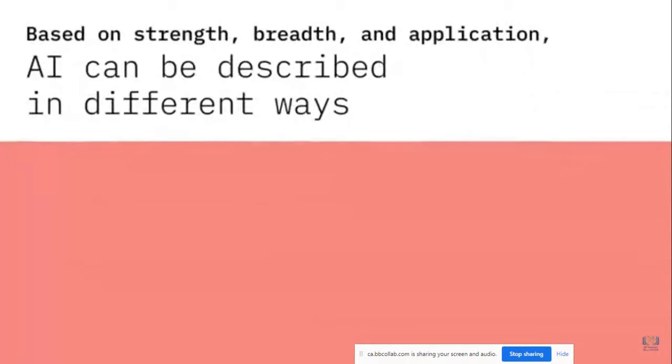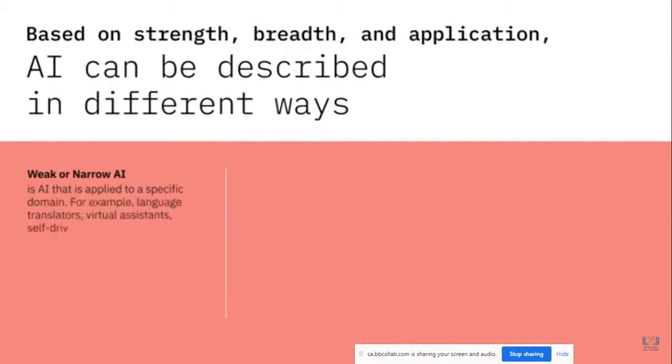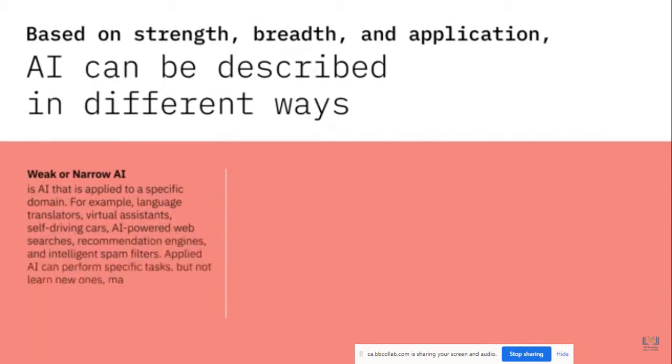Based on strength, breadth, and application, AI can be described in different ways. Weak or narrow AI is AI that is applied to a specific domain. For example, language translators, virtual assistants, self-driving cars, AI-powered web searches, recommendation engines, and intelligent spam filters. Applied AI can perform specific tasks but not learn new ones, making decisions based on programmed algorithms and training data.